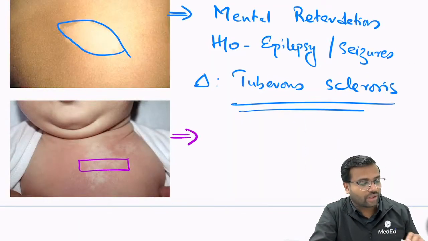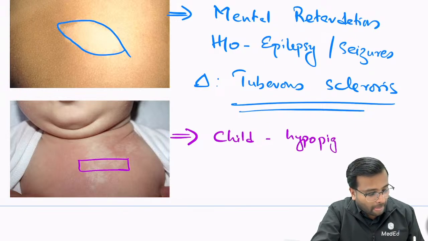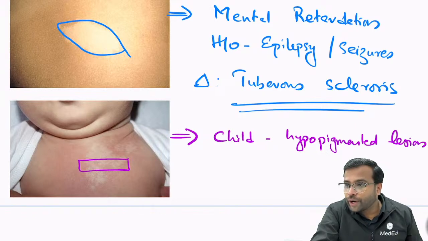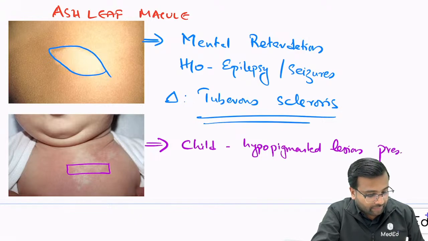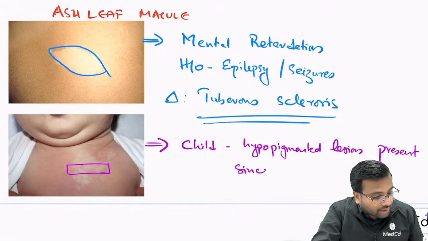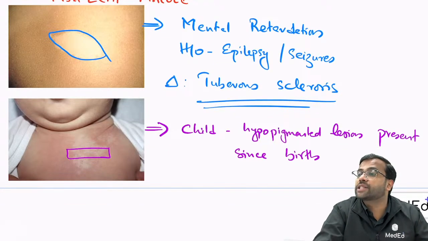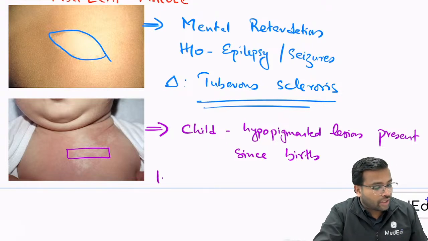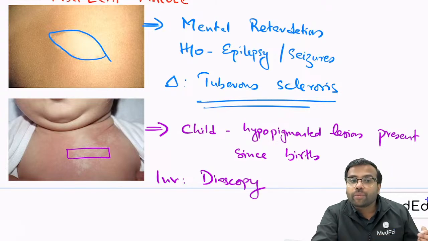So here you are getting a patient who is a child having a hypopigmented lesion over the body, and the parents are saying this lesion is present since birth. So the parents are telling you that these lesions are present since birth. Now, can anybody answer what this is? Because here I did an investigation which is called diascopy.